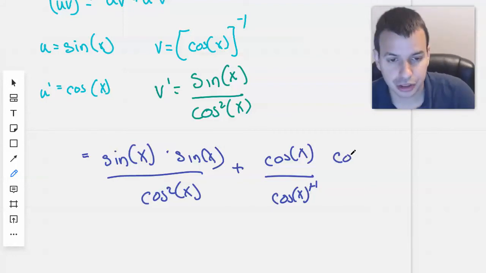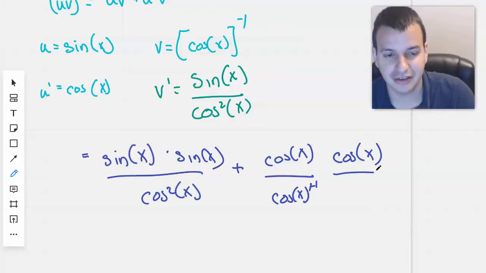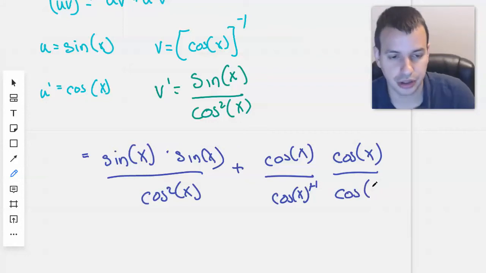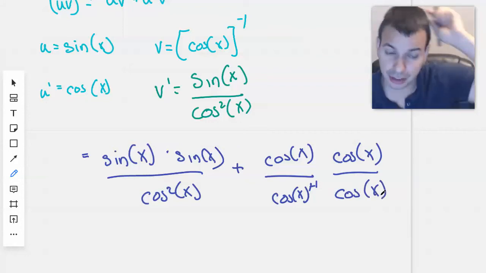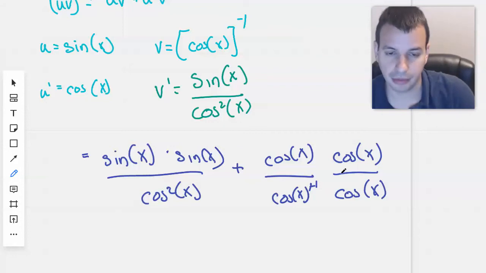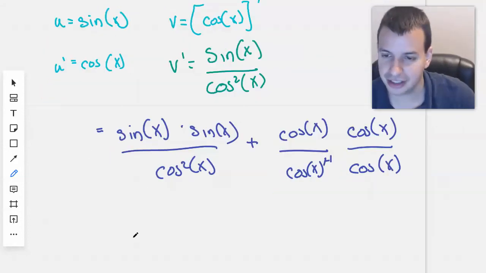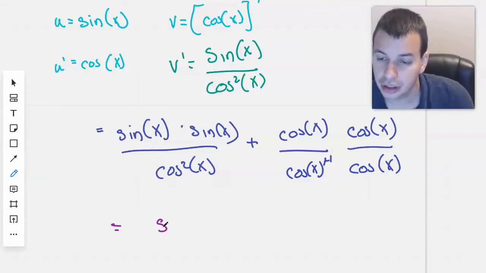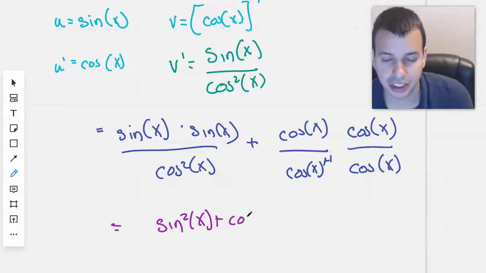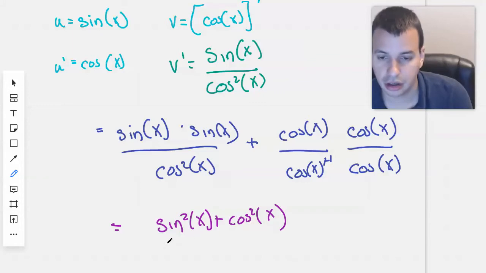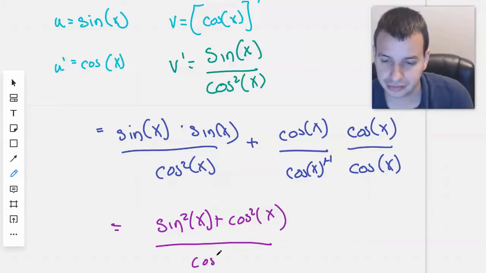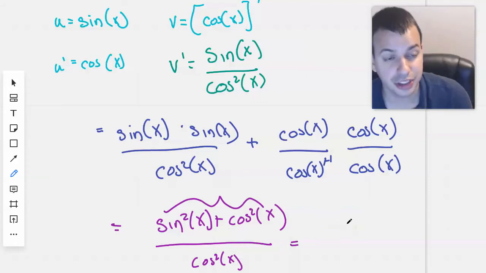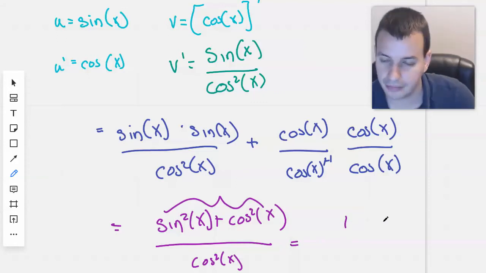Well, again, we're going to try and multiply by 1. You'll see this as a common theme when you're doing the product rule in place of the quotient rule. Multiply by 1, cosine of x over cosine of x, and we are left with sine squared of x plus cosine squared of x all over cosine squared of x, which equals, we know that sine squared plus cosine squared is 1. That's the Pythagorean theorem.